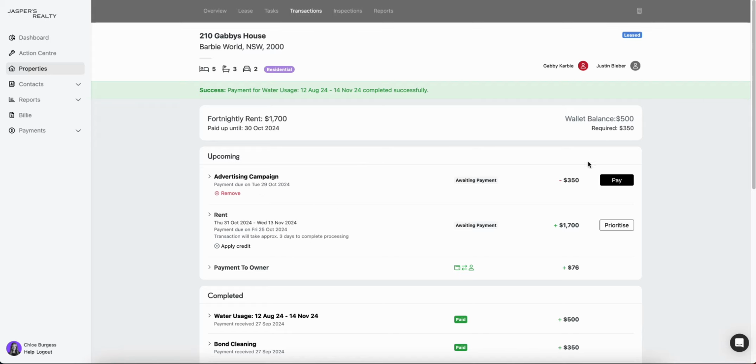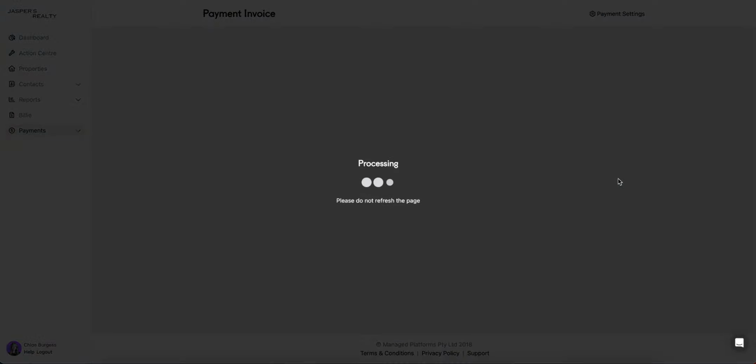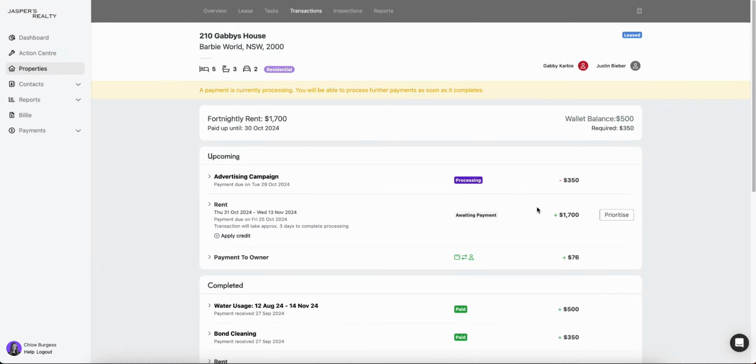If you want to pay this in advance, so like I said, it's the 27th of September, I want to take the money and pay this advertising campaign because it's already there and available, all you need to do is select pay and then click pay now, and that's going to prioritize the funds available in the property wallet and make that payment to the advertising bill so the agent can get paid and not have to wait, essentially, until the 29th of October.